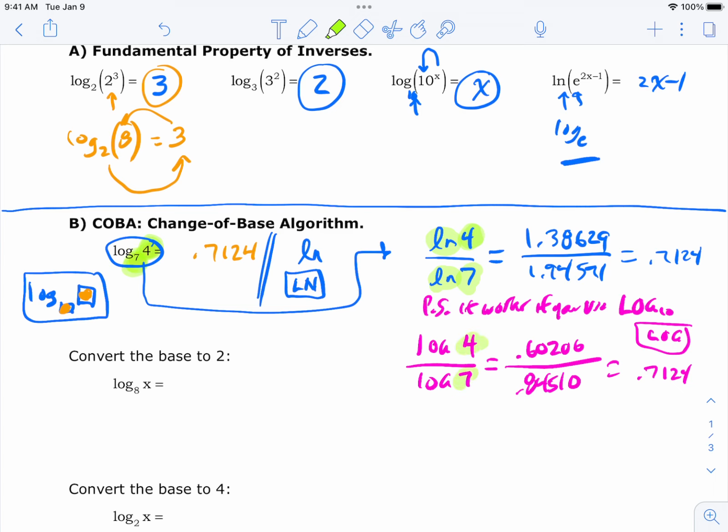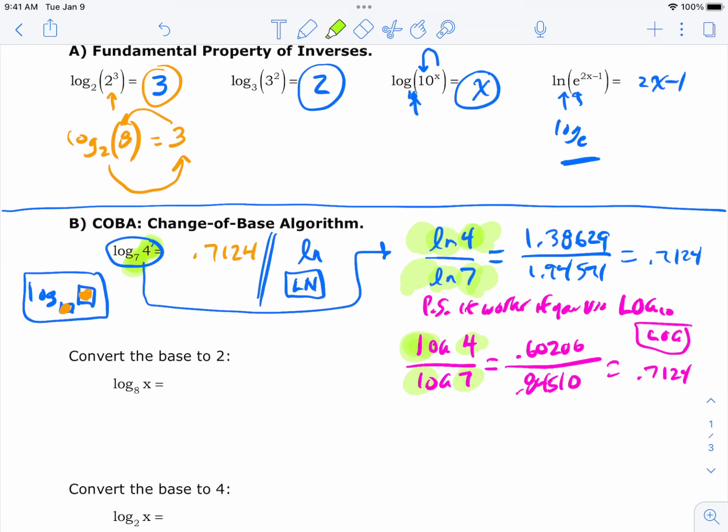The 4 was on the top, the 7 was on the bottom. That's what's constant in all these things. What changes in all these things is, here I was using a natural log of 4 over a natural log of 7. Here I was using a common log base 10, common log of 4 over a common log of 7. It gave me the same answer.